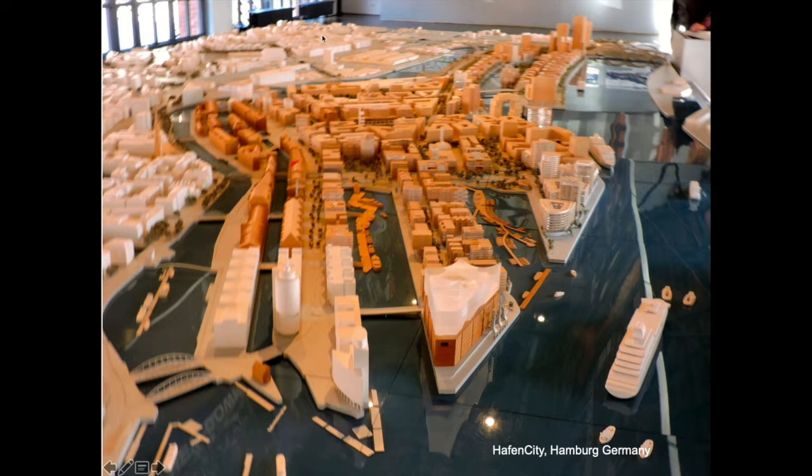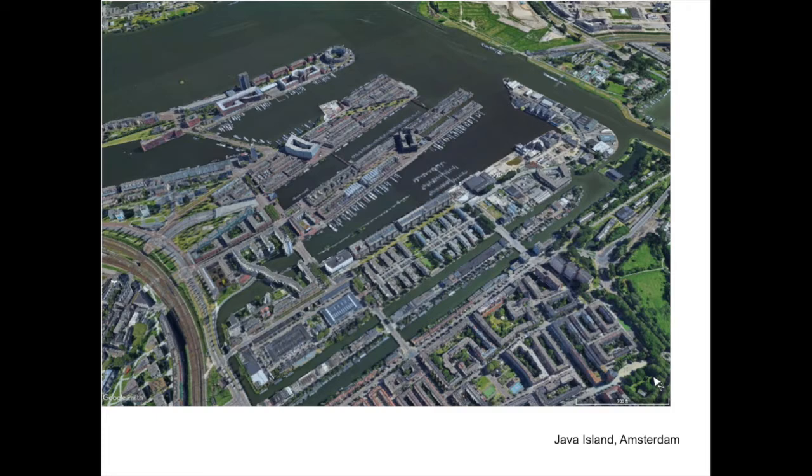The white is existing. The white is anticipated. The brown, the wood, is all completed. So you can see just from the material of the model what is anticipated and what is completed. So there's a real partnership between the architecture firms and the public planning authority to communicate the progress of the entire project. Java Island and Amsterdam.